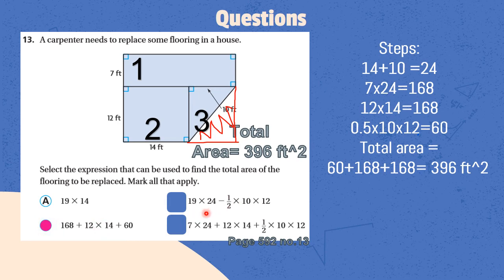Here we have 19 times 24. 19 times 24 equals this part. Here, I'm marking this part. Which means he had the area of this part as a whole, this huge rectangle outside, and then he subtracted the area of this triangle. Looking at it, that's correct.